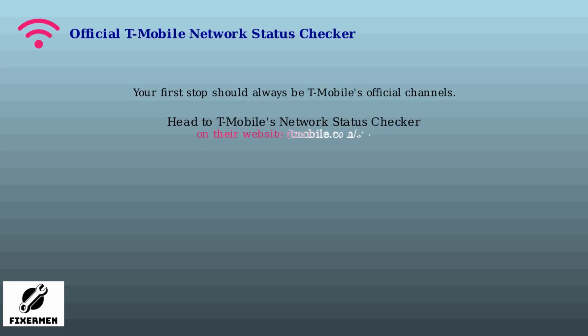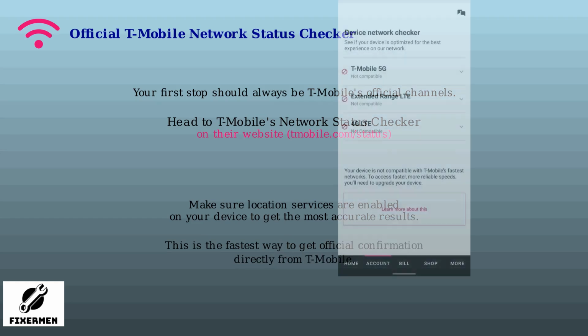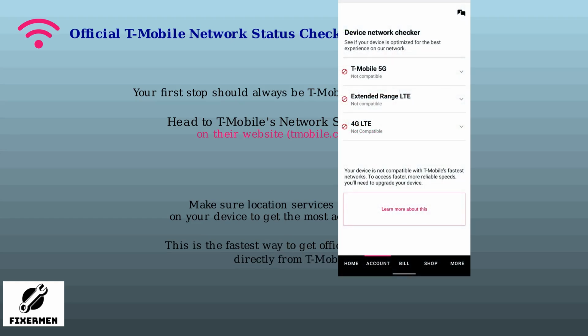Your first stop should always be T-Mobile's official channels. Head to T-Mobile's Network Status Checker on their website, tmobile.com/status. This tool provides real-time information about network performance in your area. Make sure location services are enabled on your device to get the most accurate results. This is the fastest way to get official confirmation directly from T-Mobile.